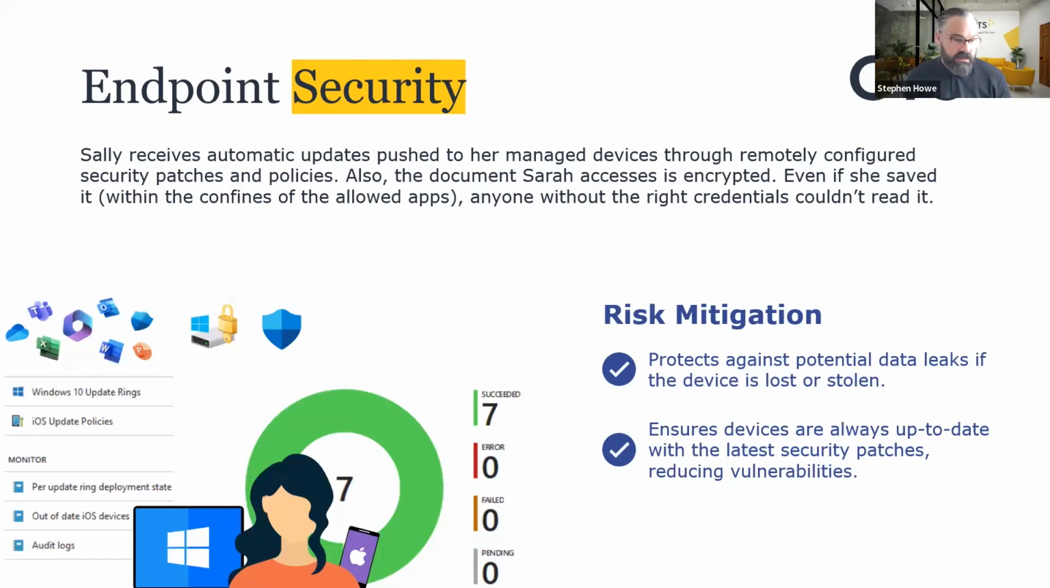You can change policies as well. Maybe there is an increase in policy that needs to happen, or you might need to pull back on a policy because it's too restrictive. And then also the documents that Sally accesses are encrypted, right? Even if she saved it within the confines of allowed apps, anyone with the right credentials can't read it because we're managing the encryption on that device. So that's going to protect against potential data leaks if the device is lost or stolen.